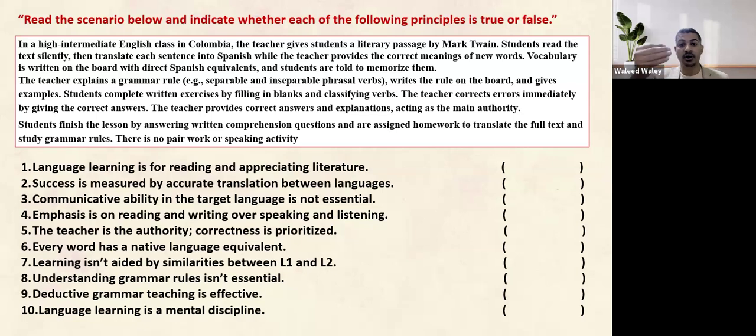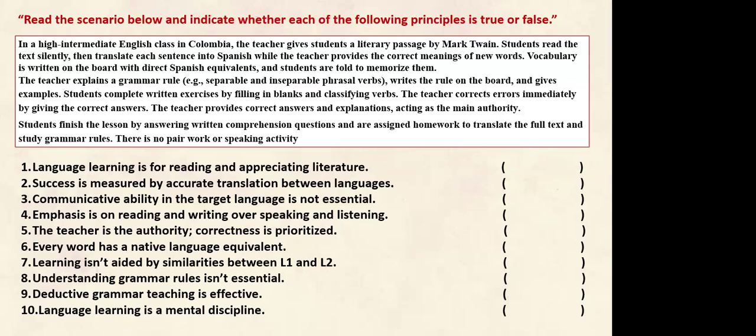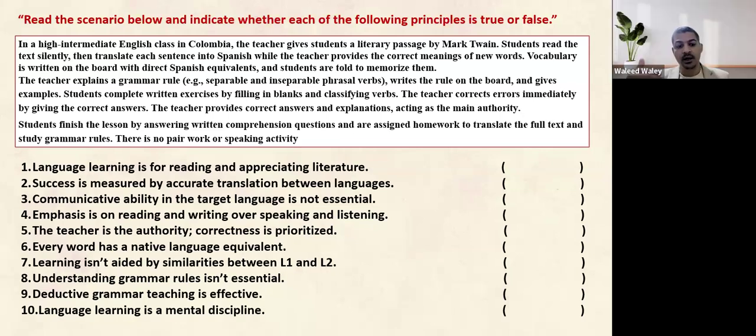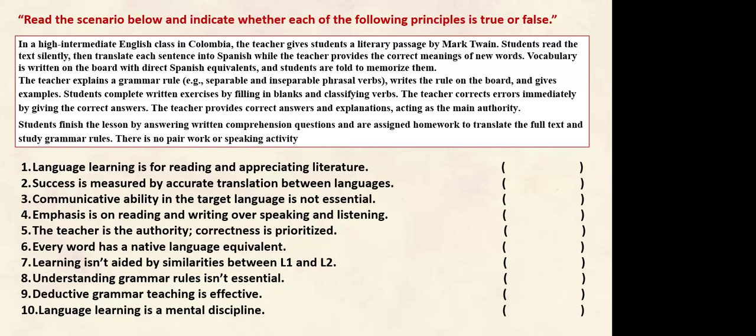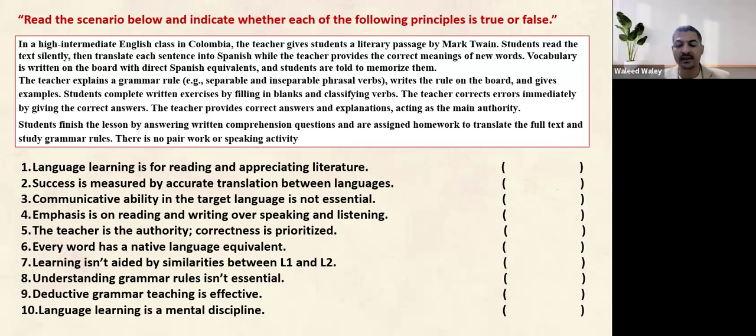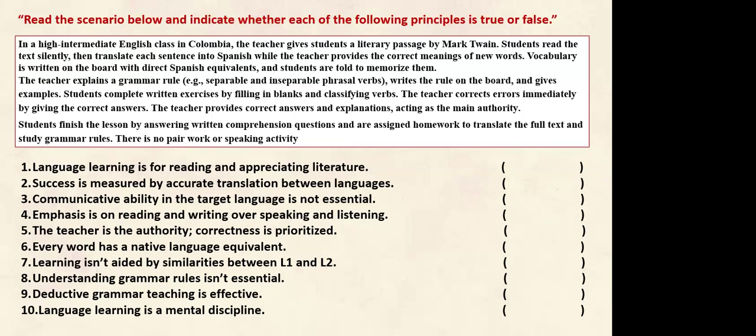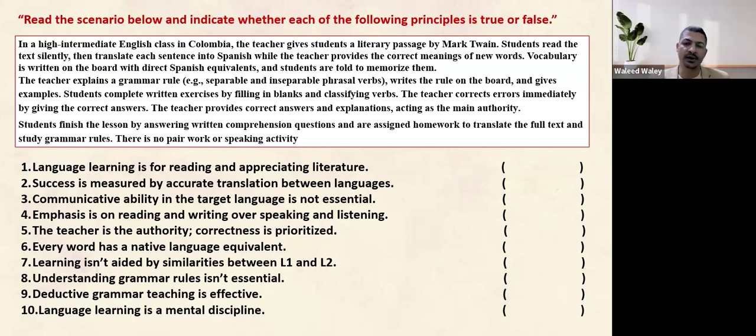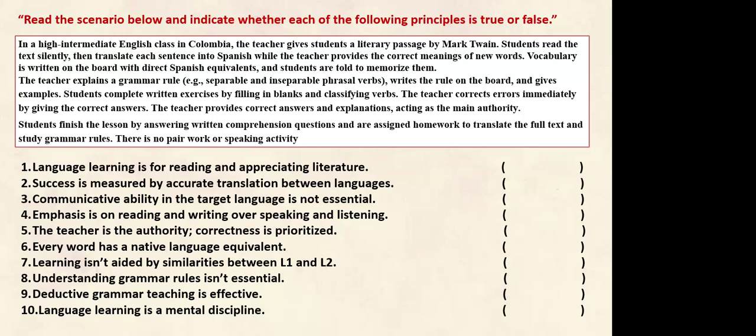It means that you start by writing the rule on the board, and after writing the rule, you have to generate or write three or four examples. So this is the deductive. True. Language learning is a mental discipline. What do you mean by mental discipline here? It means that they use their minds and so on. False.